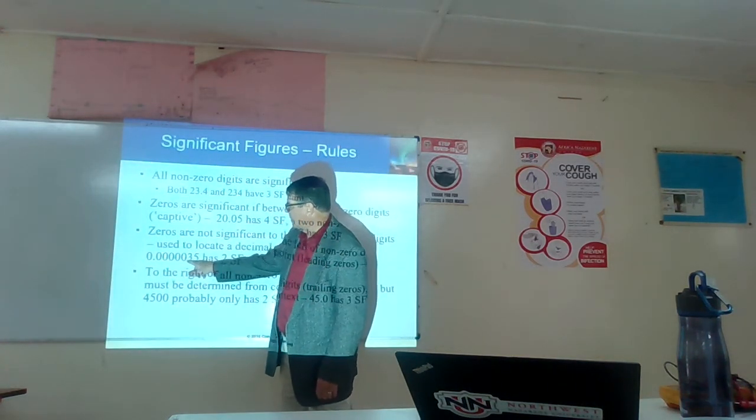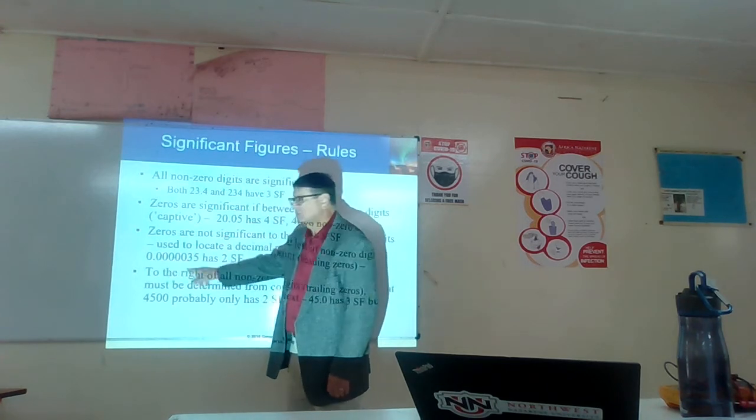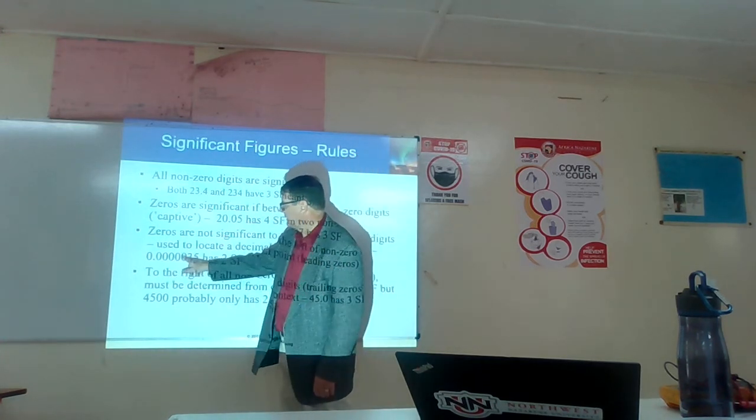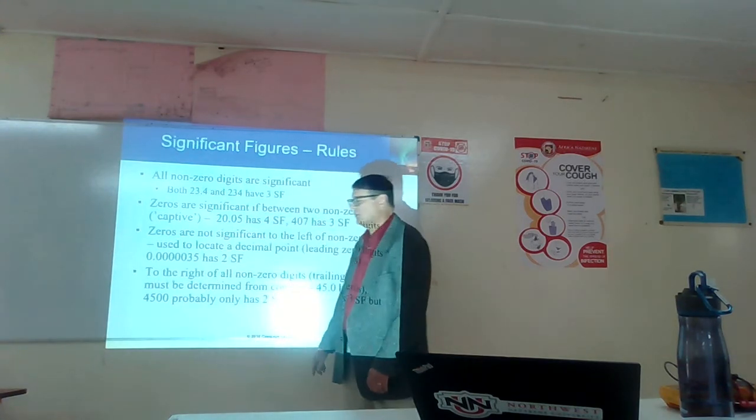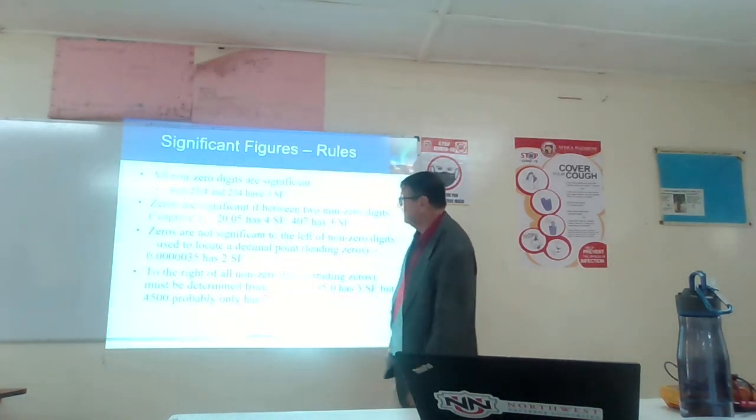So here we have a 3 and a 5, but all these are jammed in here just as placeholders. None of these zeros are significant. None of them are. So we just have two significant figures for that number, the 3 and the 5.